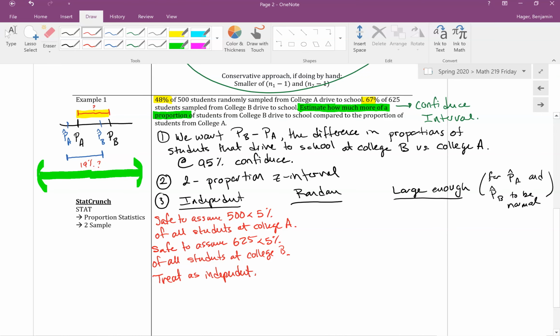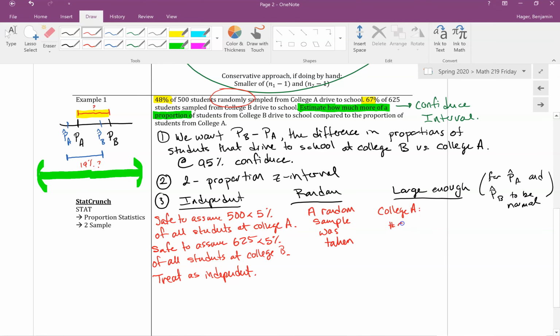So like I said, it's the same exact step we did earlier. It's just a little more annoying now because I have to check it for both samples. They do use the words randomly selected, so yes, a random process was used, or a random sample was taken. So we're good there. Now large enough: remember for proportions, the number of successes and fails has to be greater than 10. And we have to do that for college A.